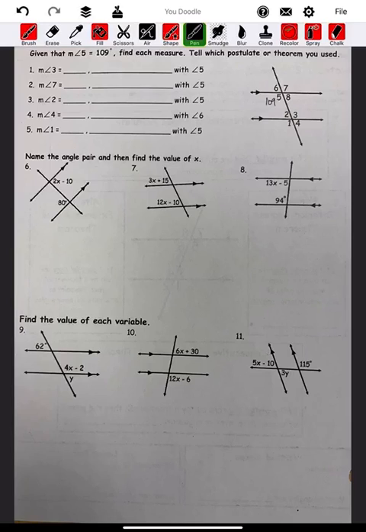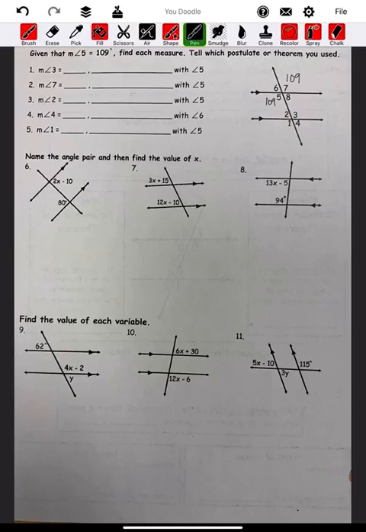Now let's look at 7. Angle 7 is a vertical angle. So therefore, we're going to put 109, because remember, vertical angles, or a bow tie, are going to be congruent.